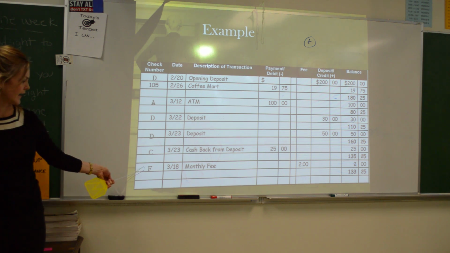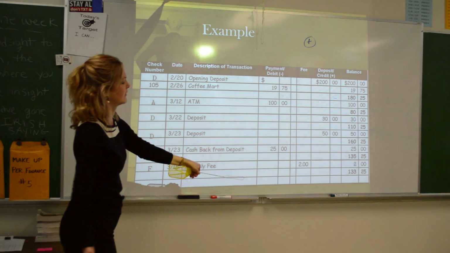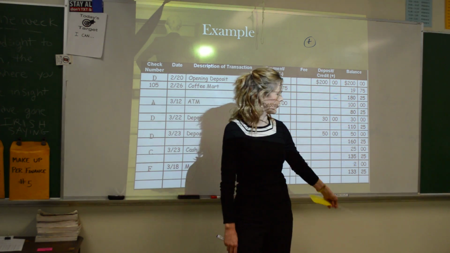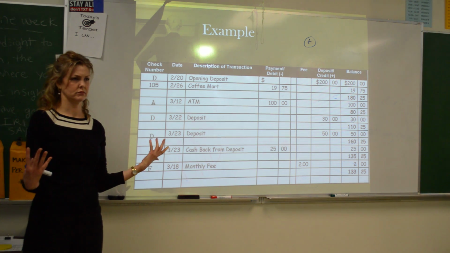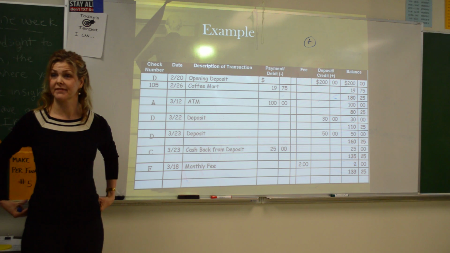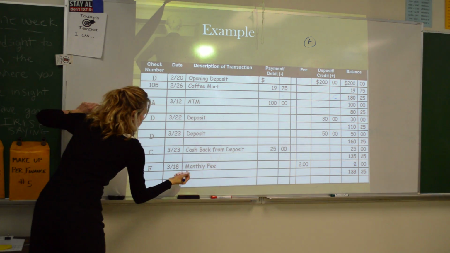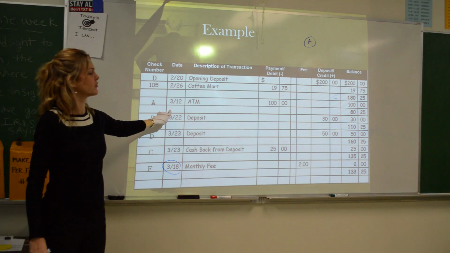Tyler, what happened with Sadie? She got a fee on the 18th for $2, leaving her $133.25. Now, what's wrong here? Does someone see something wrong with this register? Yeah, chronological order. It's out of chronological order. I ask you, what happened here? 3/18 should have been up here.